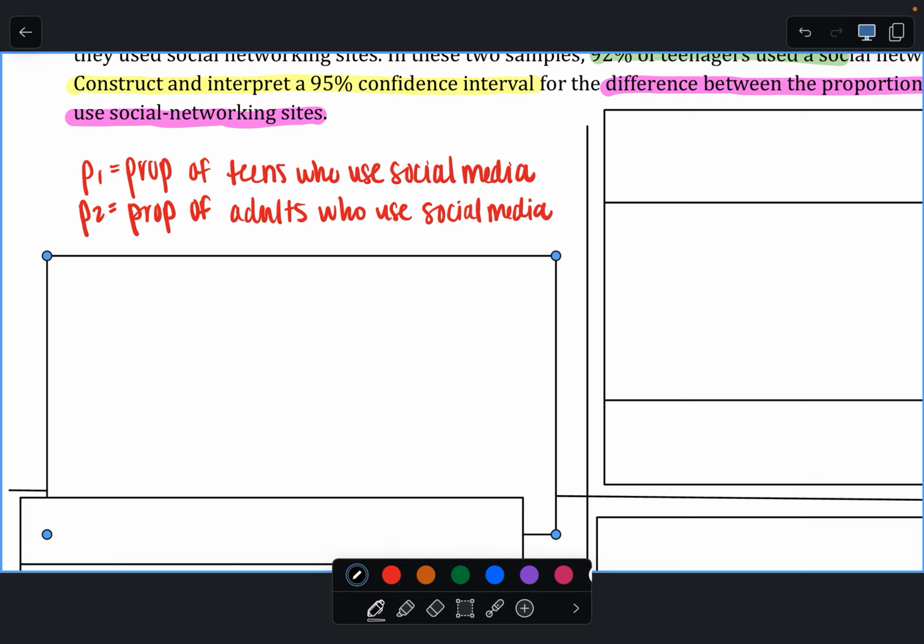You always have to define your parameters. You don't have to use 1 and 2. You can, I think in one of my classes, I used T and A. So I did PT for teens, PA for adults. It's completely up to you.